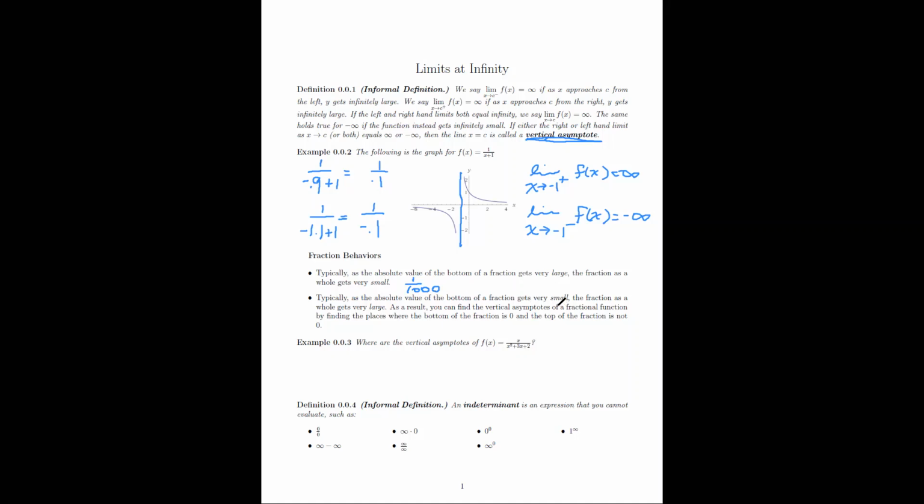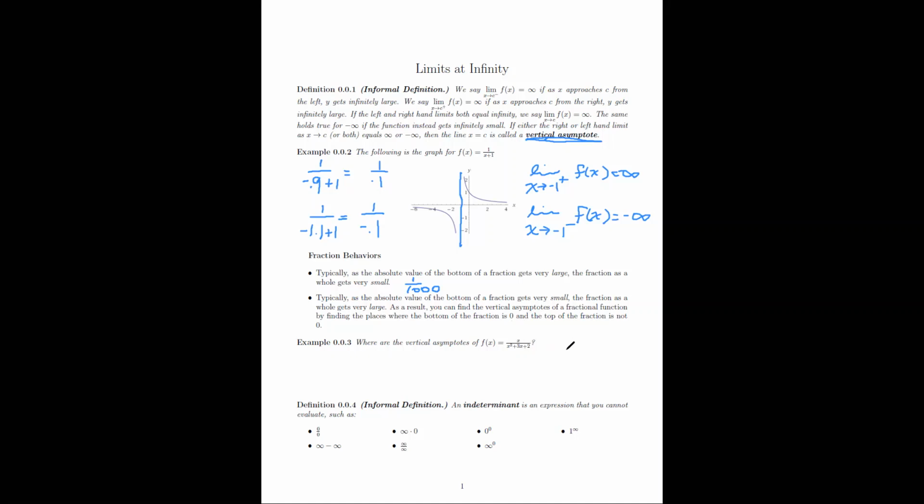Similarly, the opposite is true. If the bottom of the fraction gets very, very small, as we saw in our example here, then the fraction as a whole gets very large. So as we're plugging in smaller and smaller numbers on the bottom, the fraction is going towards infinity. Because of this convenient rule of thumb, we can find the vertical asymptotes of a fractional function by finding the places where the bottom of the fraction is 0 and the top isn't, right? If I can find the place where the bottom of the fraction is 0, that means around that point, the bottom of my fraction is getting very, very small, so the fraction as a whole is getting very, very big.